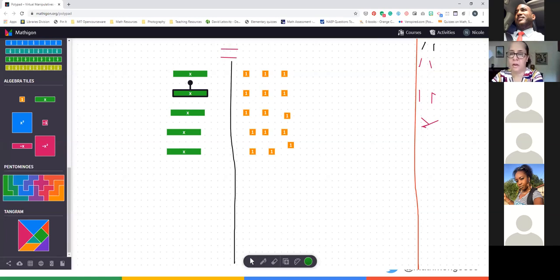Another question? Yes. Sure. This website, this platform, I saw where you said algebra tiles. It can also be used to teach fractions also.